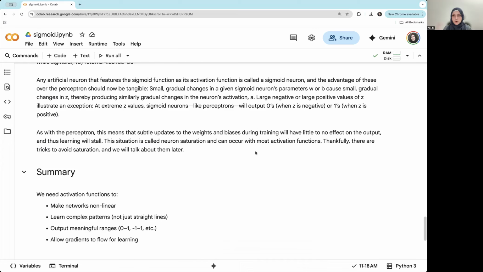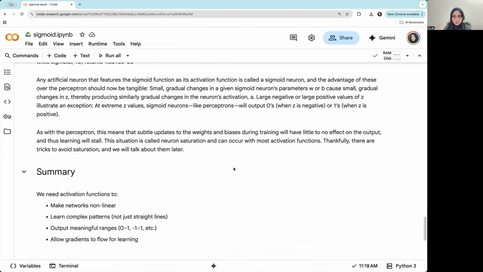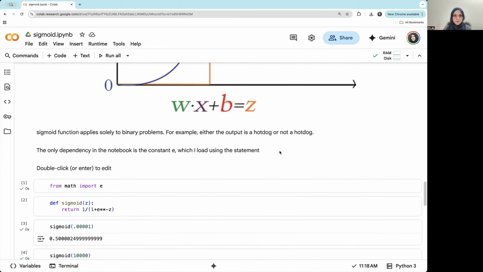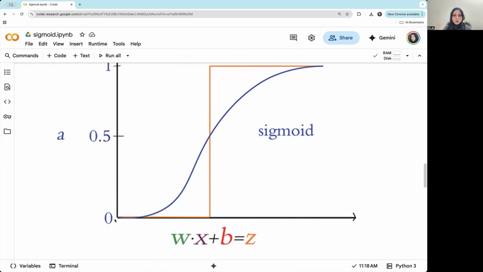Large negative or large positive values of Z illustrate an exception. At extreme Z values, sigmoid neurons, like perceptrons, will output zeros or ones, as you can see here. Extreme positives will give 1, and here the extreme negatives will give 0. So here it is similar to perceptron behavior.